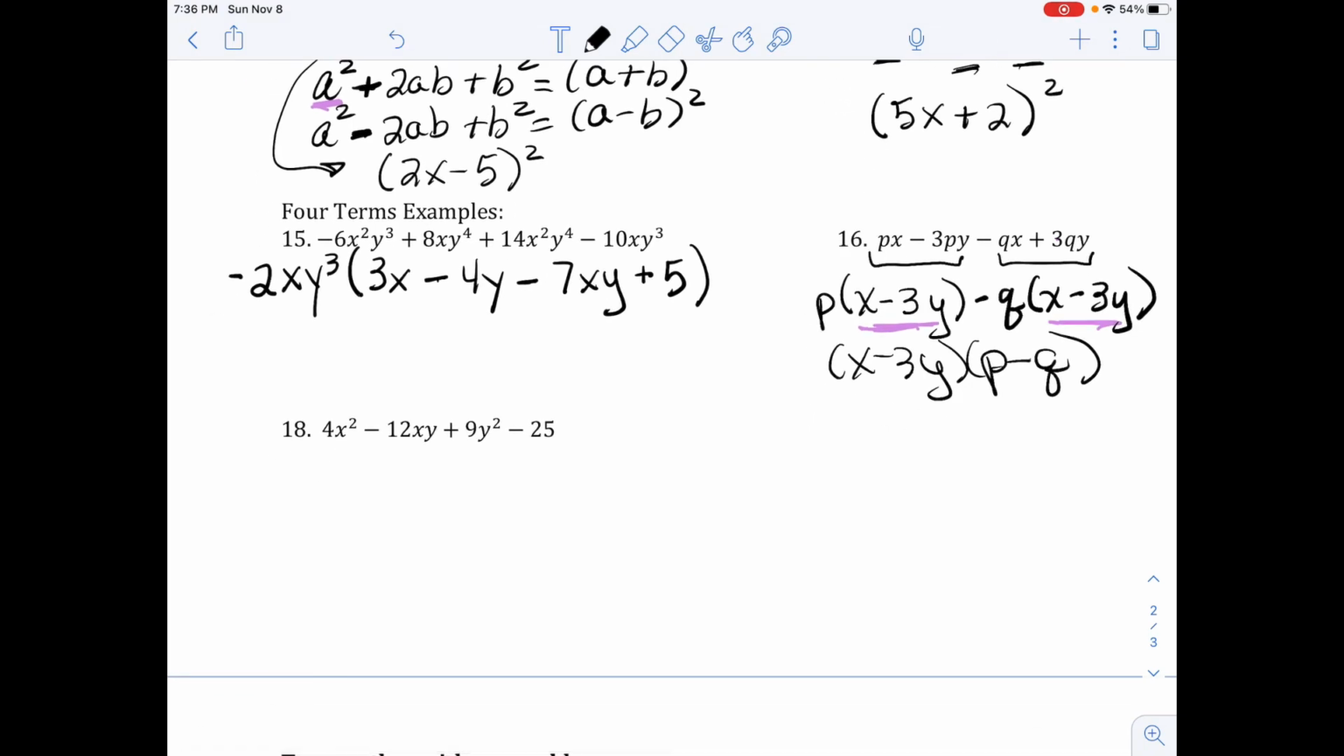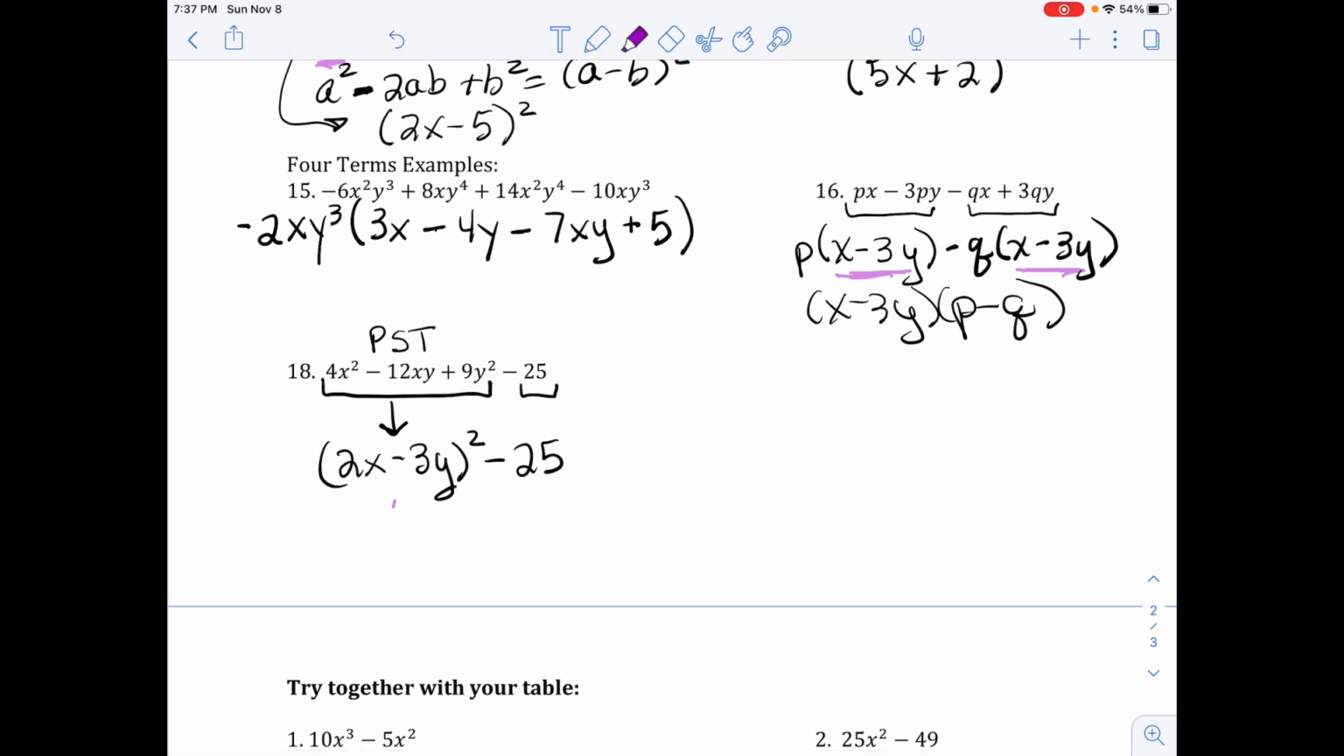All right, last one of 4 terms. Sometimes it's 3 and 1. And these take some practice to recognize. The 3 is a perfect square trinomial. That's going to factor into 2x minus 3y squared minus 25.